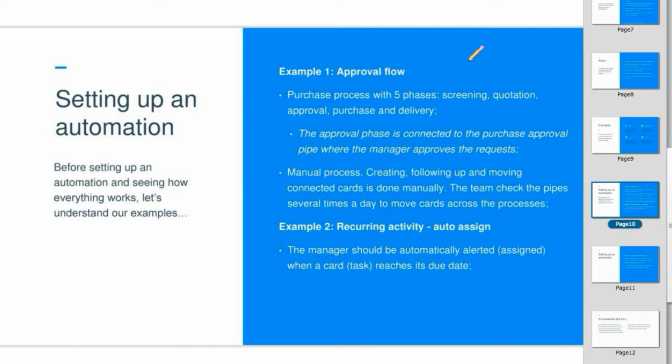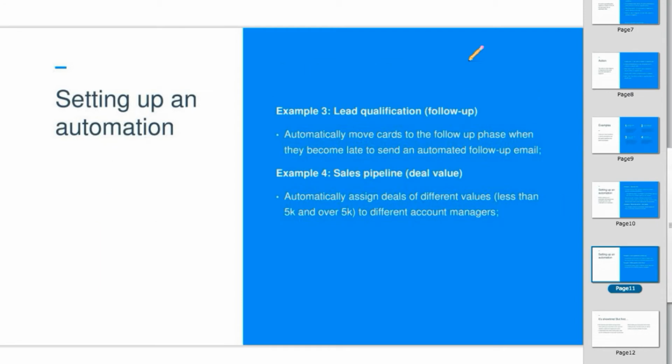The second example is the recurring activity auto-assign. The manager should be automatically alerted, therefore we're assigning cards to him or her when a card task reaches its due date. Third example is lead qualification, the follow-up example we talked about. So it's going to automatically move cards to the follow-up phase when they become late, and we send an automated follow-up email. And the fourth example is the sales pipeline for the deal value. So we're going to automatically assign deals of different values to different account managers.